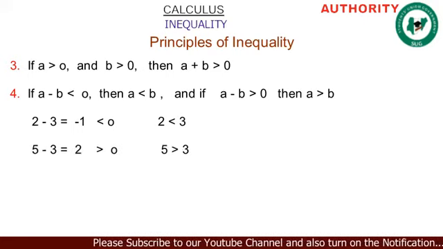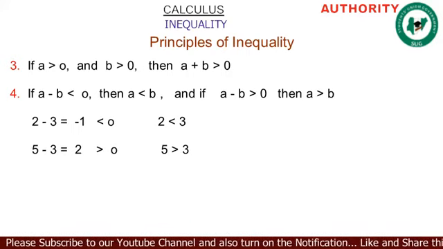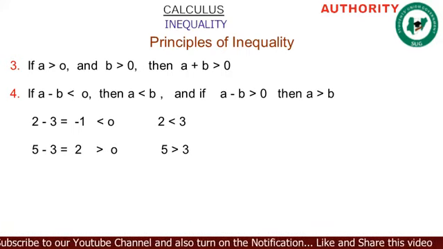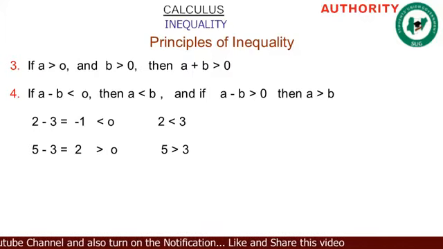Also, when you say 5 minus 3, what will it give you? It will give you 2. And then you discover that 2 is greater than 0. That means that 5 is greater than 3. All right? Now, let's go.